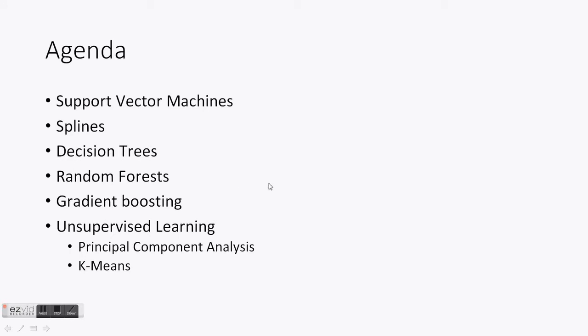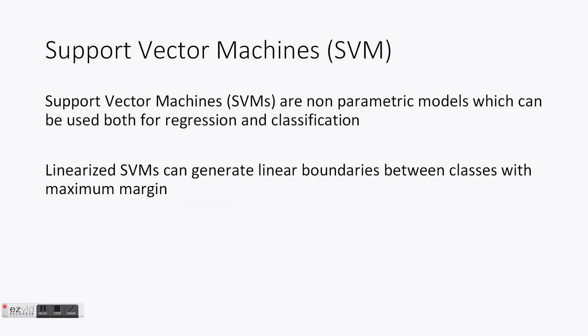In this session I'll be touching on support vector machines, splines, that is B-splines, decision trees, random forests, gradient boosting, and unsupervised learning. In unsupervised learning we touch upon principal component analysis and k-means. Support vector machines come into the class of non-parametric models, and they can be used for both classification and regression.